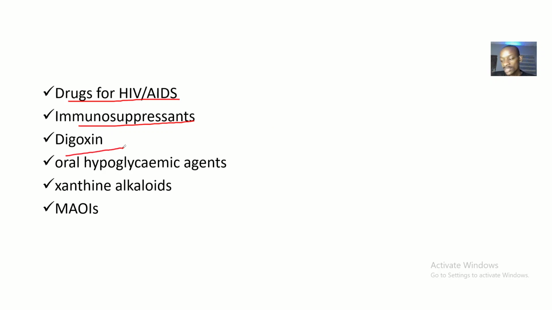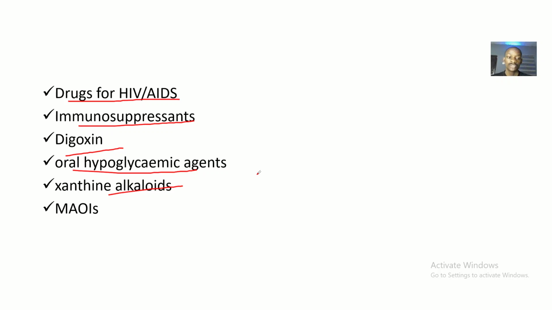Then digoxin. Digoxin is basically a type of drug that other drugs are likely to inhibit its excretion. Do you understand? So digoxin is likely to accumulate in your body when you take it with other drugs. Then oral hypoglycemic agents too. Then xanthine alkaloids. Then we have the MAOIs. Those are the monoamine oxidase inhibitors. Do you understand? So these types of drugs are used to treat symptoms of depression, like if you are sad, if you have anxiety, if you are worrying about something.